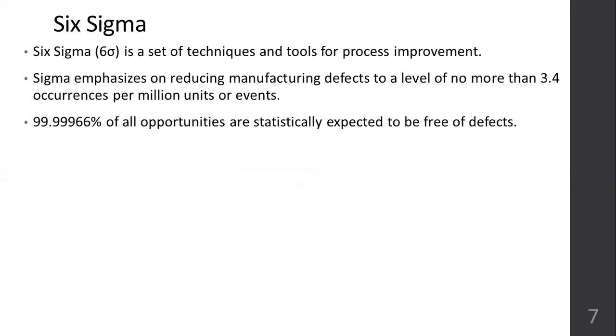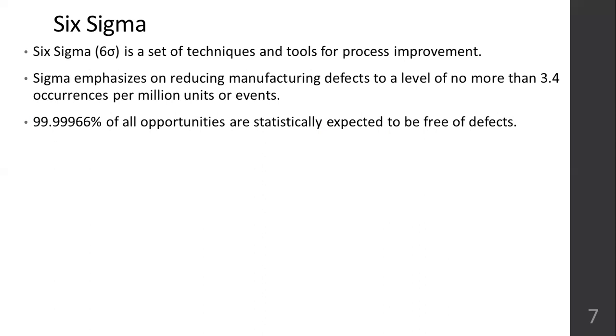Then you have Six Sigma in brief. Six Sigma is a set of techniques and tools for process improvement. We have a Six Sigma course as well. Six Sigma is defined as a method with which an organization can use specific tools to improve the capability of its business processes. That is Six Sigma.